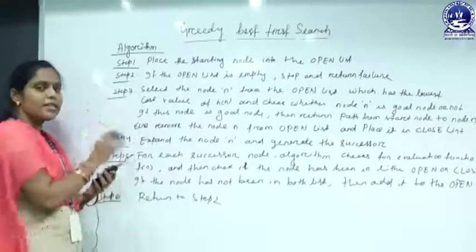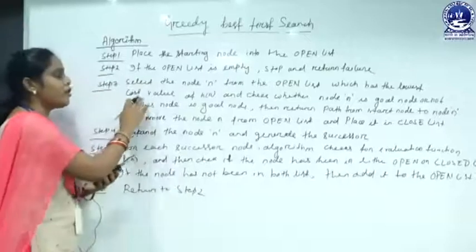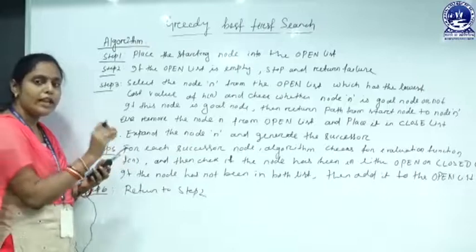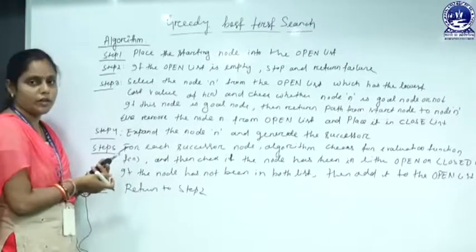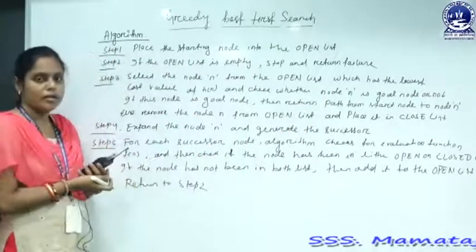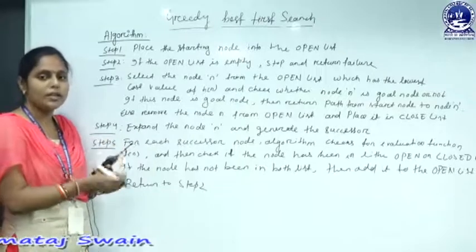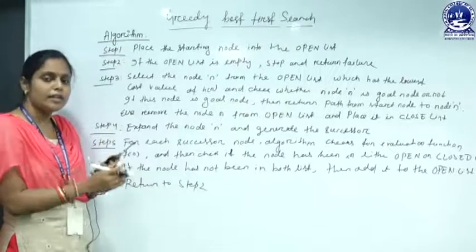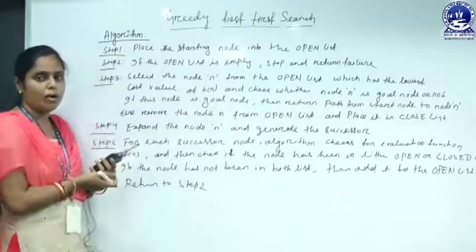Next, step 3 says to select the node n from the open list which has the lowest value of h(n). That means from our open list we select the particular node which has the lowest value of the heuristic function. Then check whether the node n is a goal node or not. If this node is a goal node, then we return success, or we return the path from the starting node to our goal node.